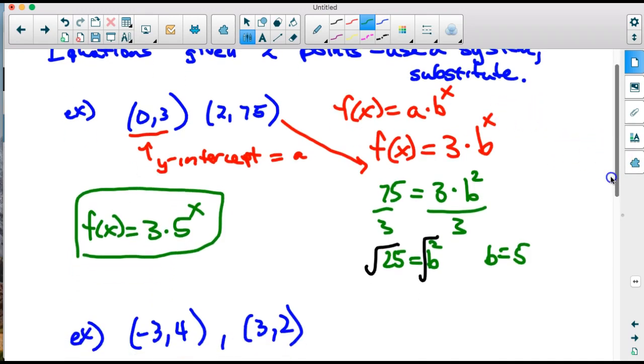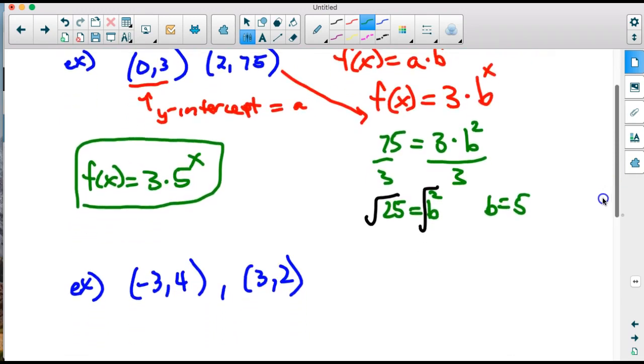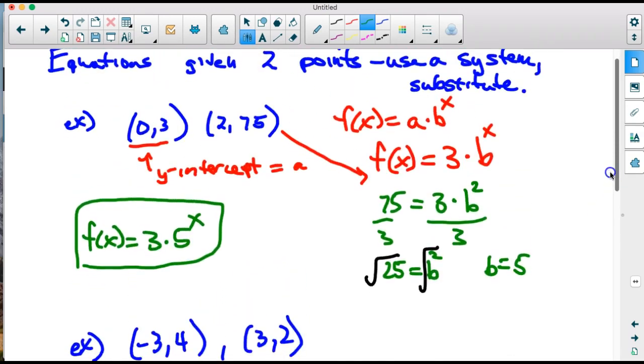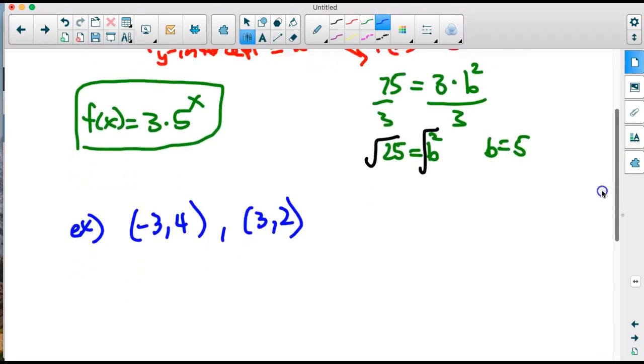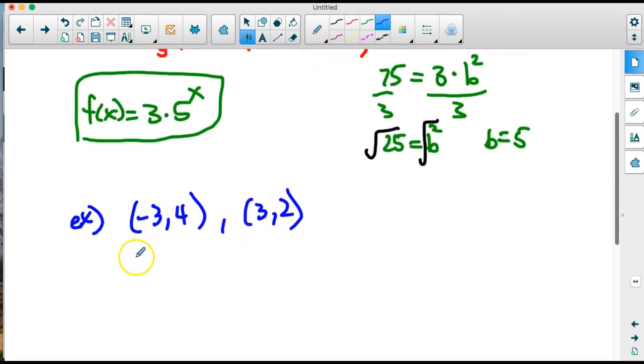All right. Now in the second example of the same type, we don't have the y-intercept given. So what we're going to do here is use a system of equations and substitute. That's what I wrote up here to begin with. We didn't have to use a system on the first one because they gave us the y-intercept. So we're going to write the system here, and do a substitution to find the answer. We're going to basically use f of x equals a times b to the x.